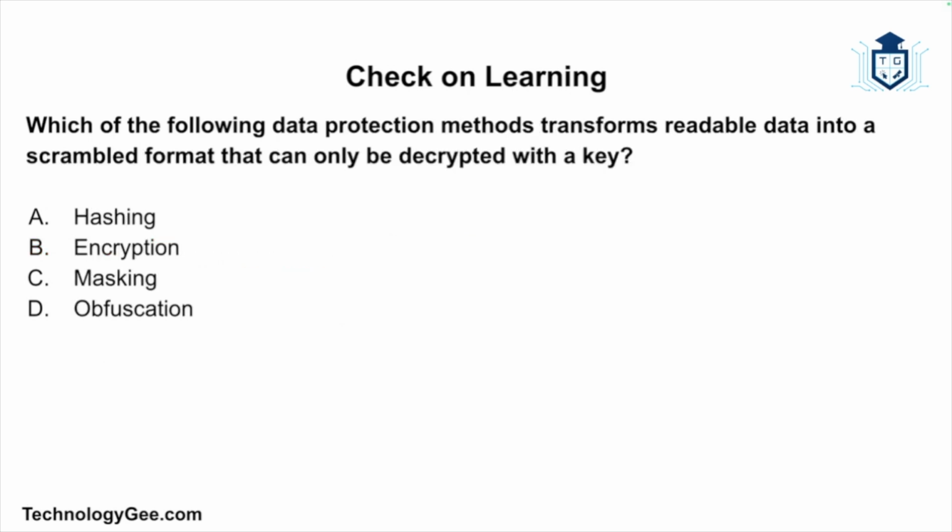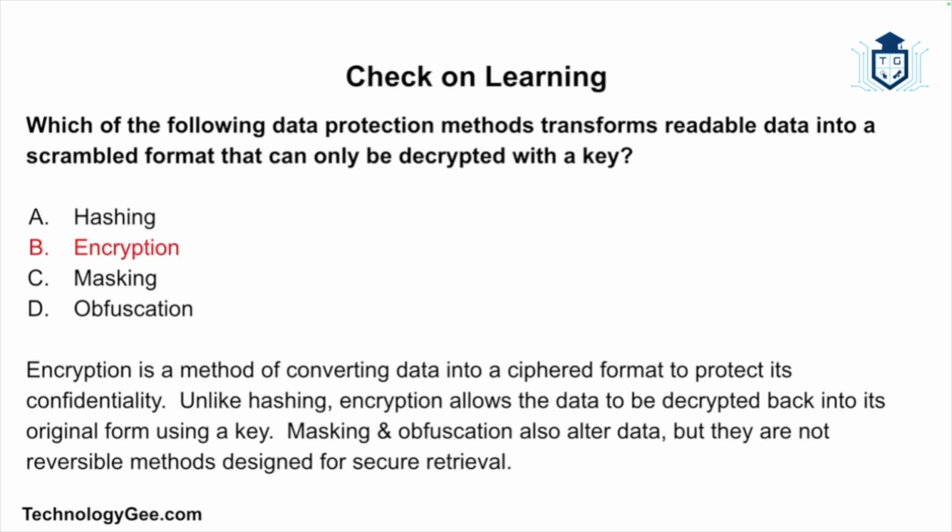All right, next question. Which of the following data protection methods transforms readable data into a scrambled format that can only be decrypted with a key? Would it be hashing, encryption, masking, or obfuscation? And of course, the answer is encryption. So encryption is a method of converting data into a ciphered format to protect its confidentiality. Unlike hashing, encryption allows the data to be decrypted back into its original form using a key. Masking and obfuscation also alter data, but they are not reversible methods designed for secure retrieval.